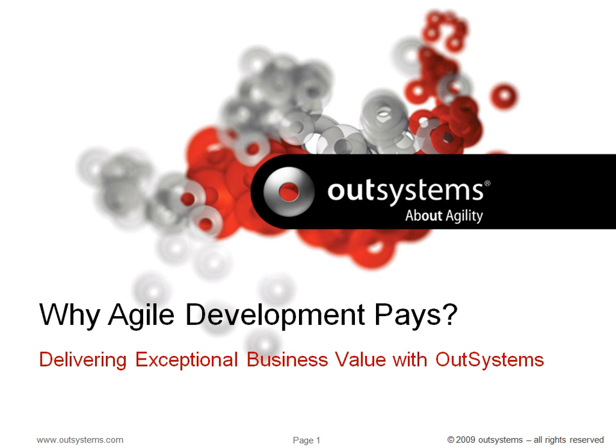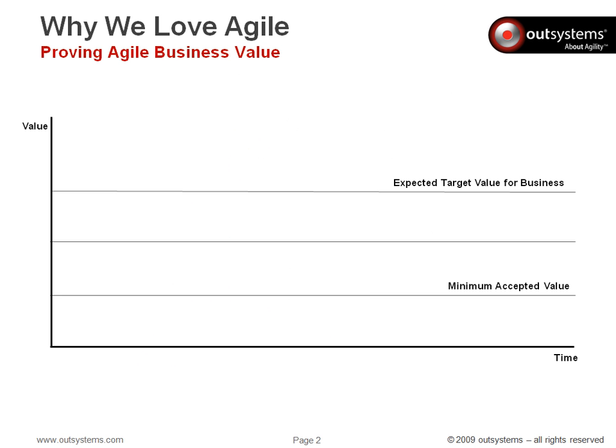This is a quick presentation to explain why Agile development and OutSystems pays. Let's start with this simple model. What you see is a graph that shows the value delivered by a particular software application on the vertical axis and the time over which that value is accrued.